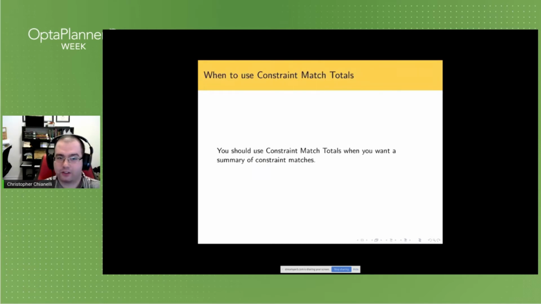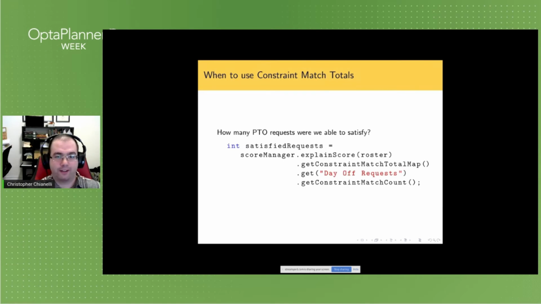So when should you use each tool? You should use constraint match totals when you want a summary of your constraint matches. So maybe you want to answer the question, how many PTO requests were we able to satisfy? In that case, we will do explain score of a roster. Then we are going to get the constraint match total map. And now we are looking particularly for the constraint day off requests. And we are going to get the count of how many times that constraint was satisfied. And that would be how many PTO requests we were able to satisfy.